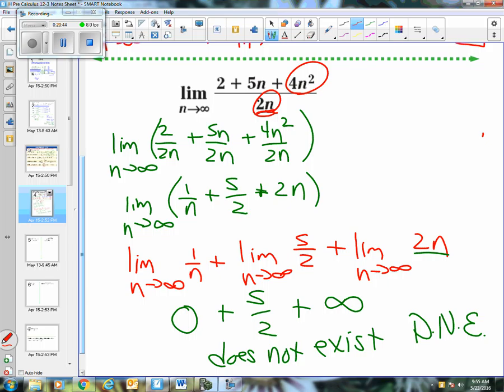So not every infinite limit is going to exist. There's going to be a lot of these where those degrees are higher on top. Those are the ones that really matter. That's going to determine what happens in those equations.